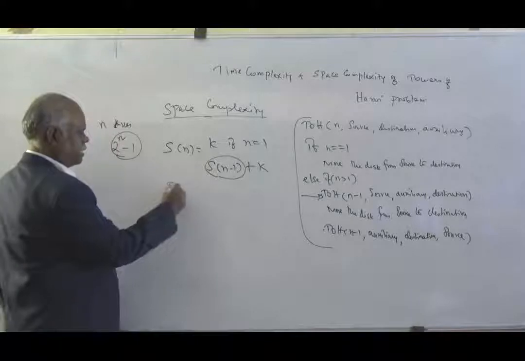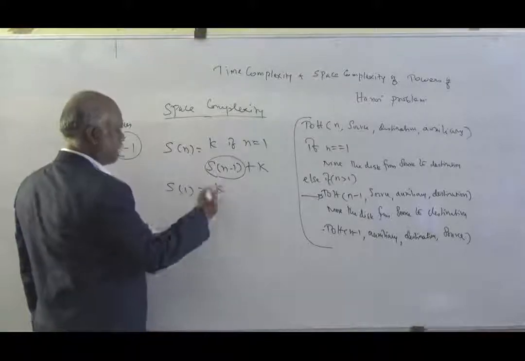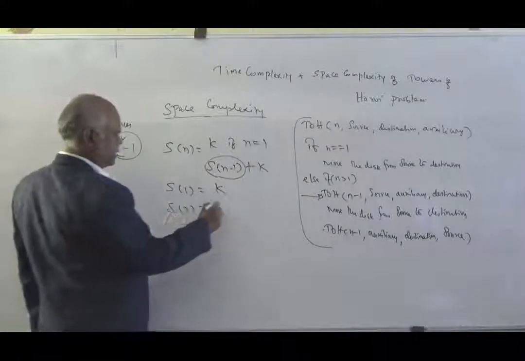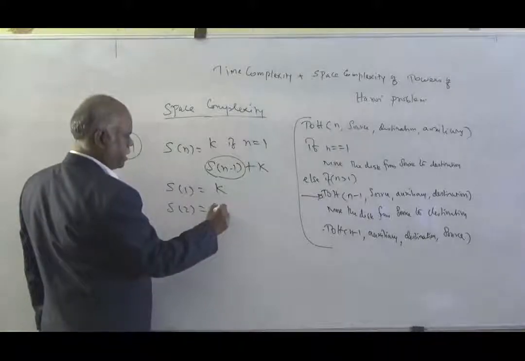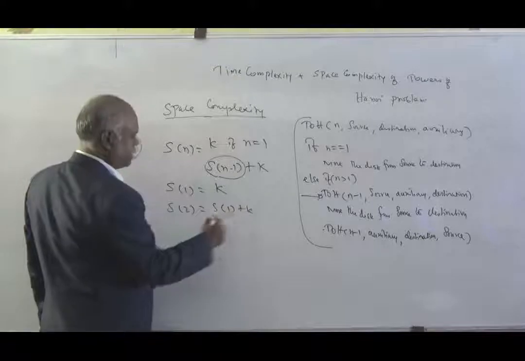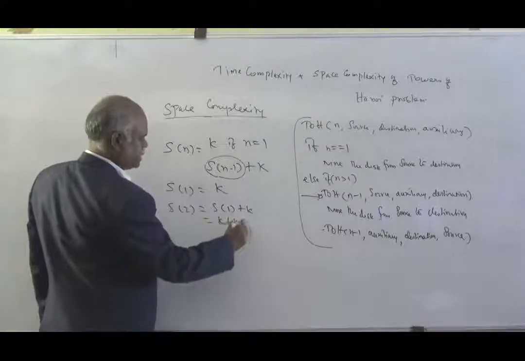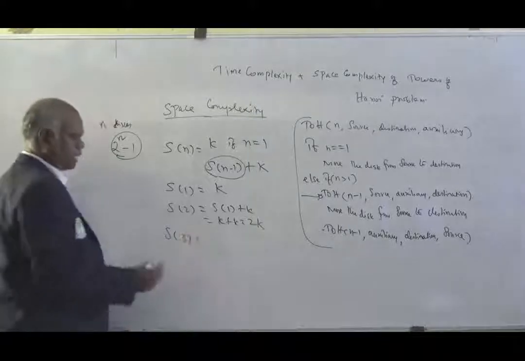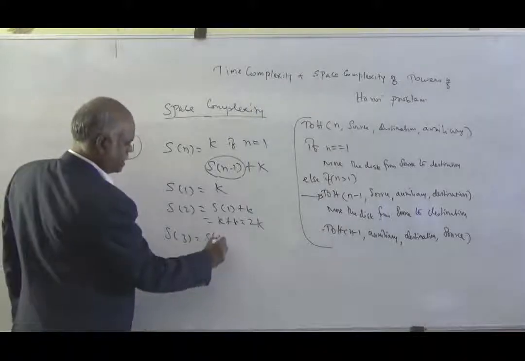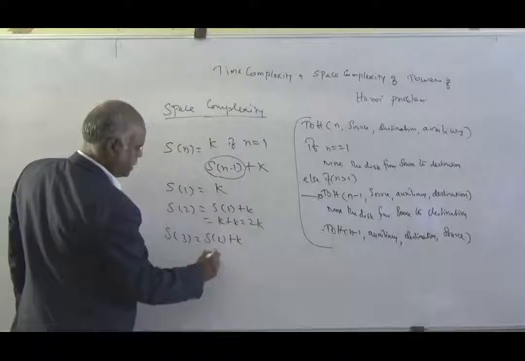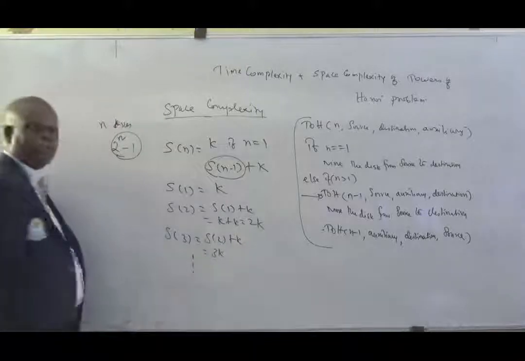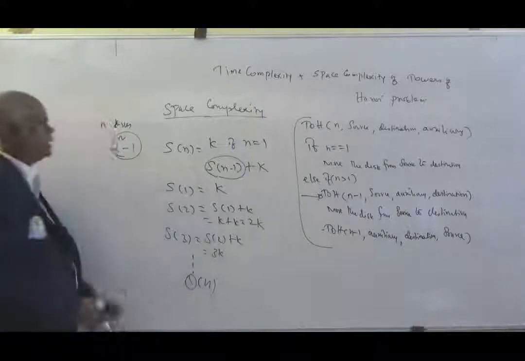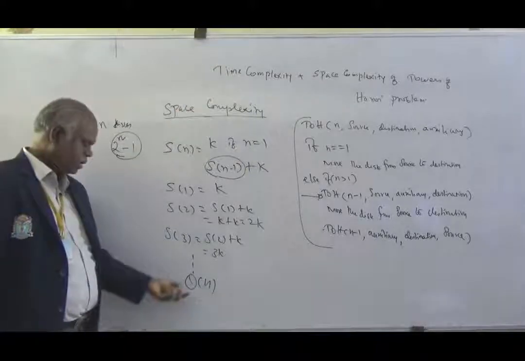So if you take S of 1, it's nothing but k, and S of 2, that is again S of n minus 1, that is S of 1 plus k, which is k plus k, that is 2k. Like that, S of 3 is S of 2 plus k, that is 3k, and so on. So what is the order actually? It is the order of n. So the space complexity of towers of Hanoi is order of n.